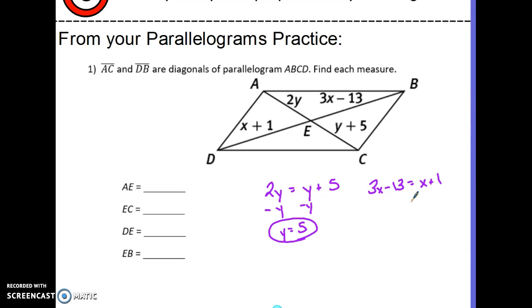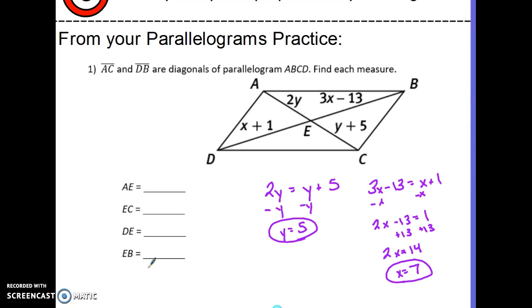And then over here, let's subtract an x. So that gives us 2x minus 13 equals 1. Can add 13 to both sides. So that gives me 2x equals 14, which means x equals 7. Okay, now that doesn't actually quite answer the question yet, though.